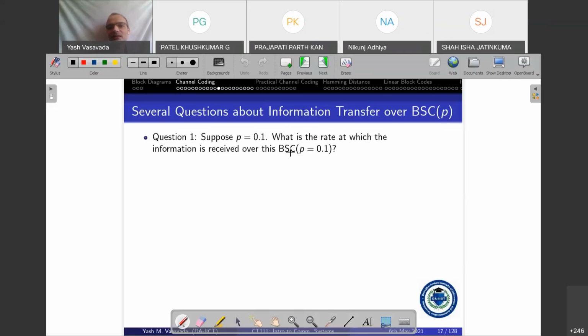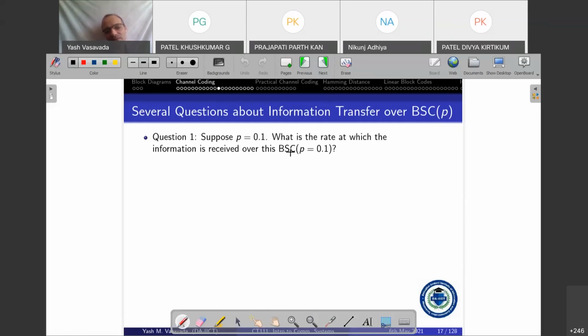Most of you are saying 900. Why did Divya say 1000 bits per second? Divya, you can speak out. Sir, information will be received, but it would be wrong information. So wrong information is no. You can't say that. Even if you receive wrong information, you have received information.